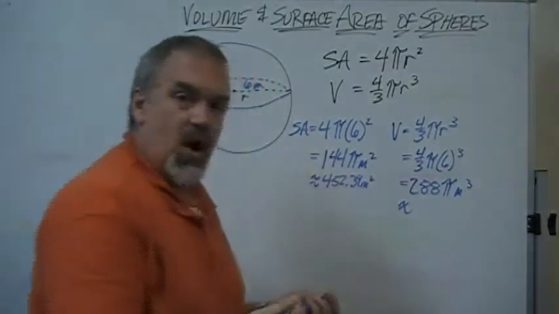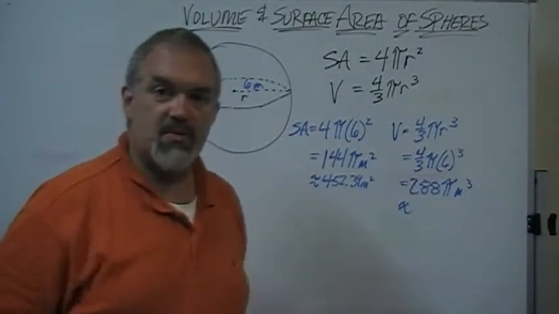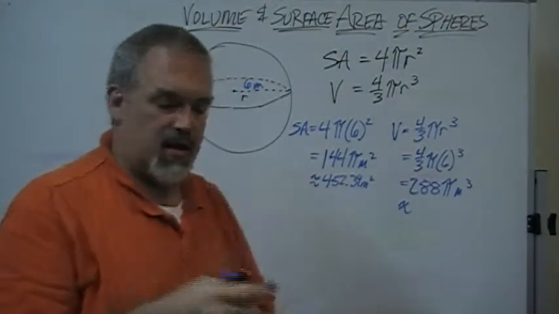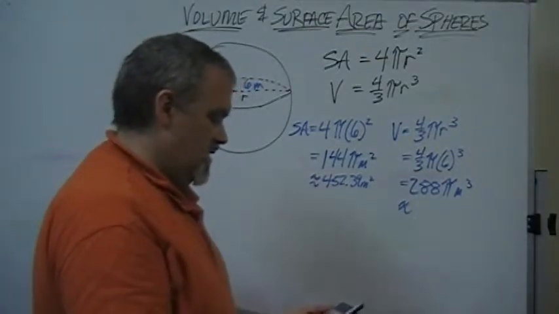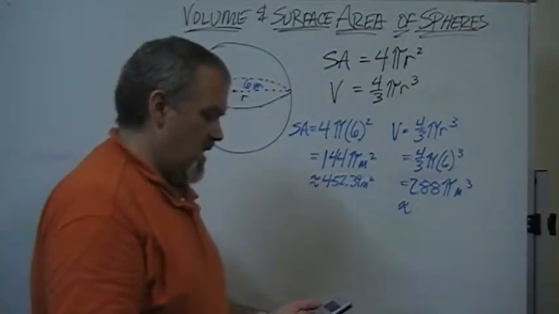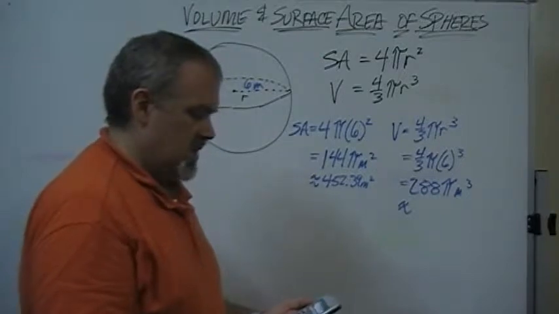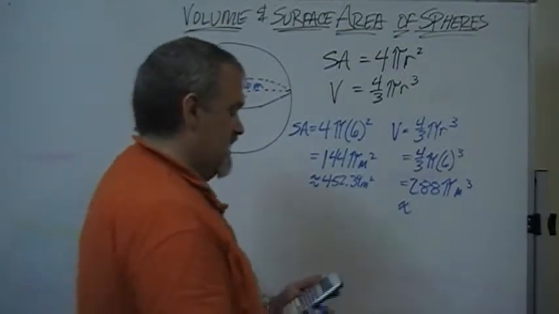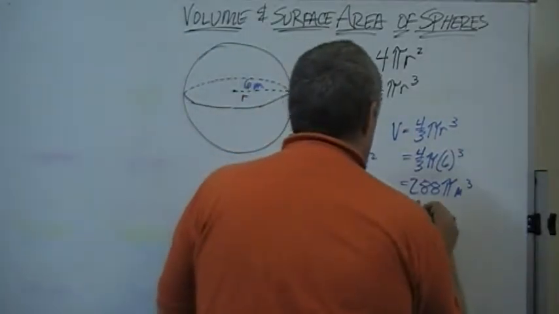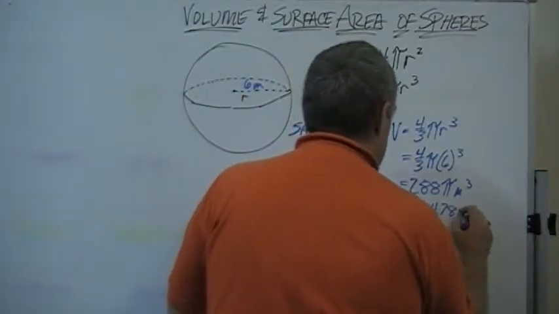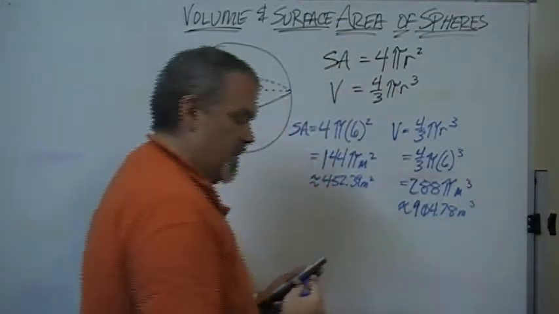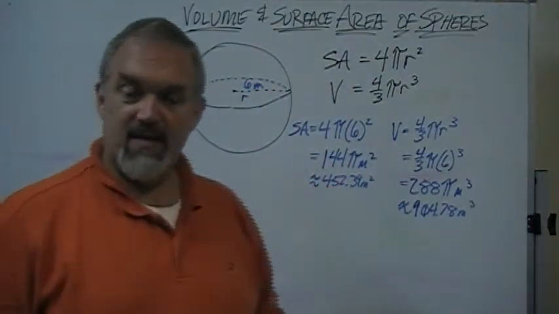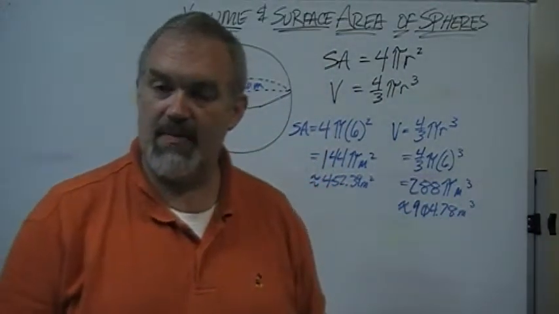And if I wanted an approximation to 2 decimal places, again I just take out my calculator, and I would say 288 times pi equals 904.78 meters cubed. Spheres are actually fairly easy because there's only one dimension that we need to think about.